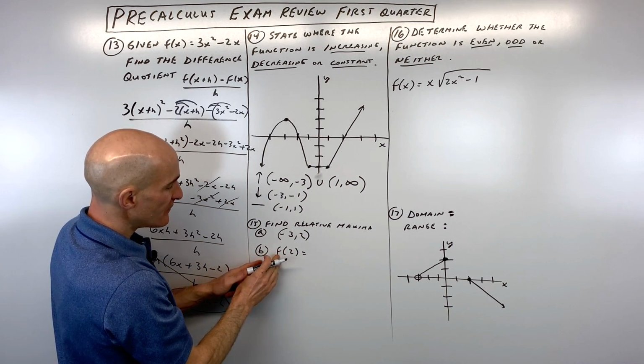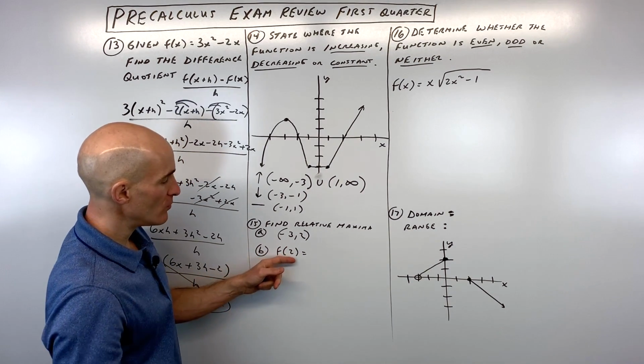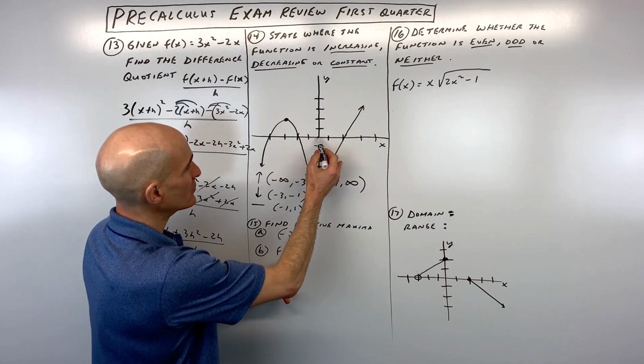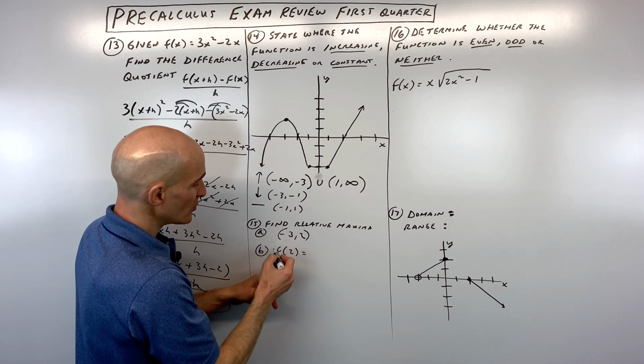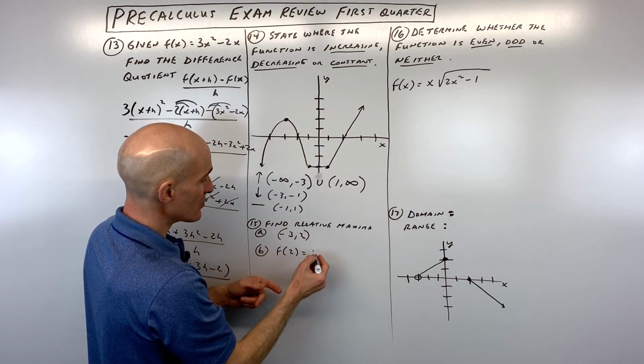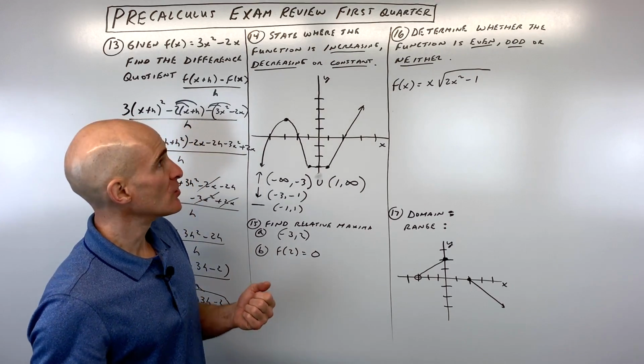For part B, it says find f of 2. So what does f of 2 mean? Well, remember, whatever's in the parentheses is like our x coordinate. So when x is equal to 2, f of x is really saying, what's the y value? You can see the y value when x equals 2 is actually 0. And you got it. So let's look at number 16 now.